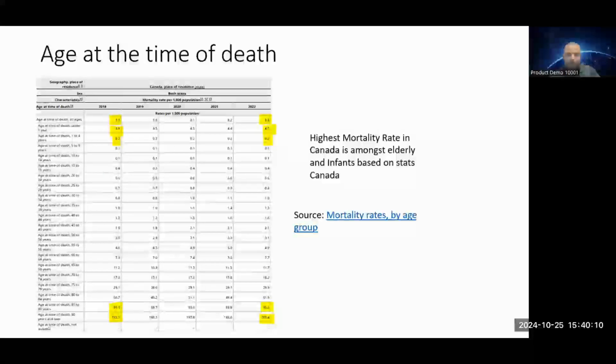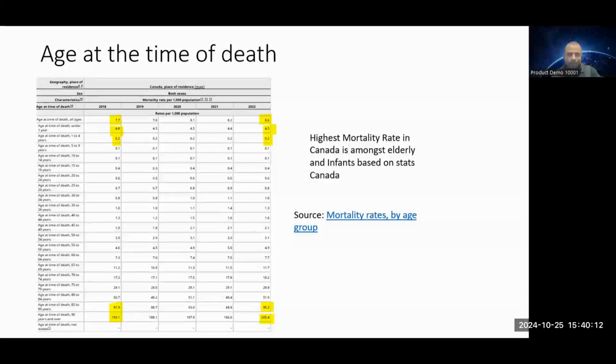When it comes to Canada, this chart is from Statistics Canada. The highest mortality rate in Canada was amongst the elderly as well as infants. In general, unless this person is an infant, as this person ages, the mortality rate goes up.